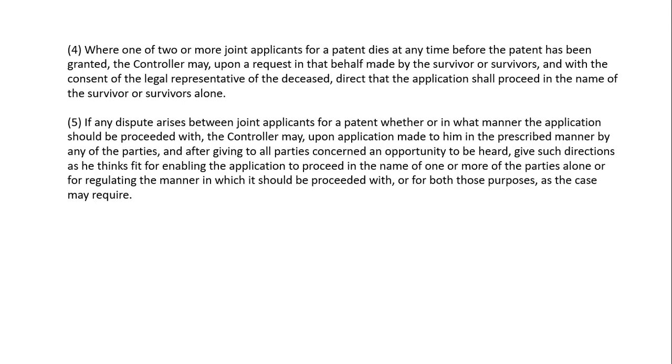Ma'am, I have a doubt. Suppose there are 3 applicants A, B, C having joint ownership of a patent. If the person A dies, then B and C are the survivors. The patent will go to B and C, or to the legal representative of A along with B and C? That is, the survivors plus the legal representative of A. How is it?